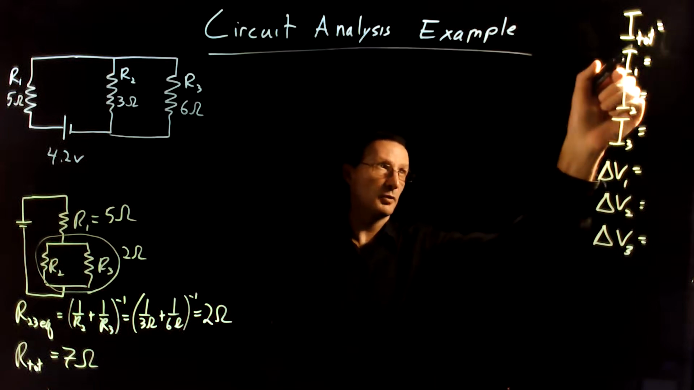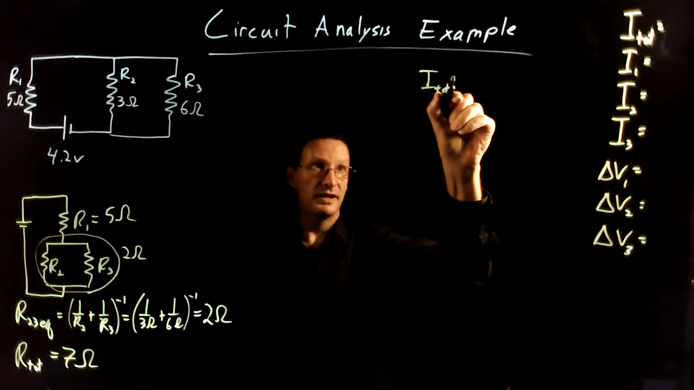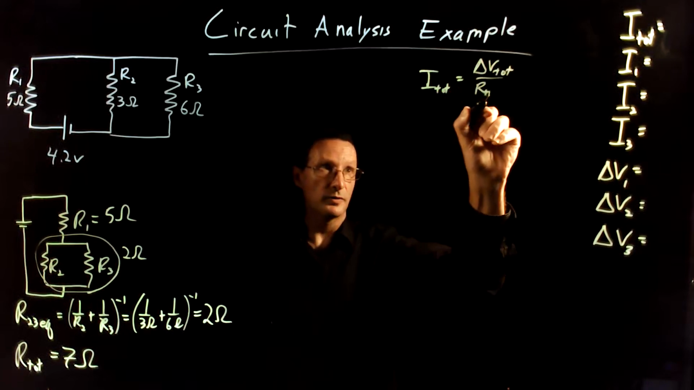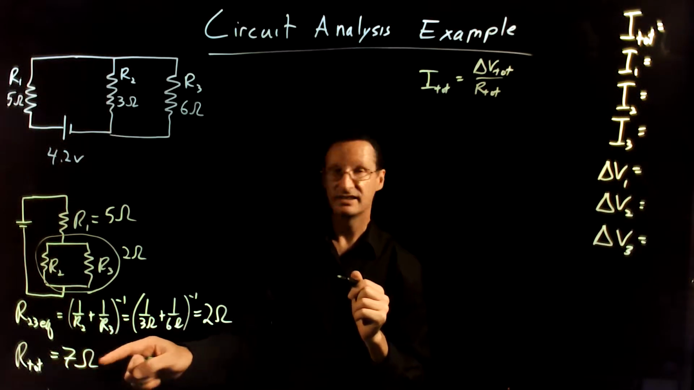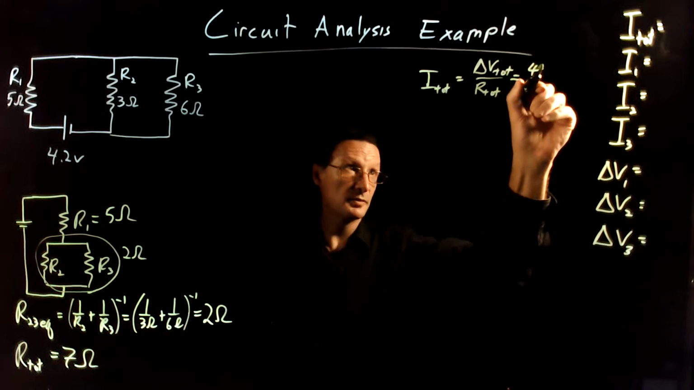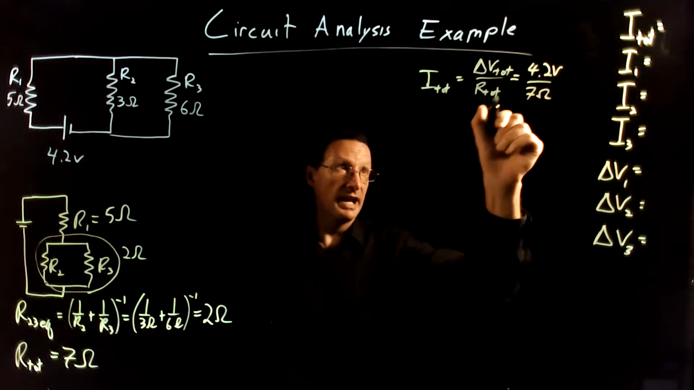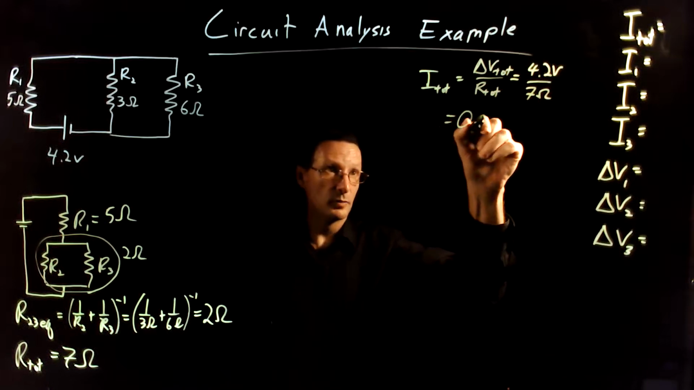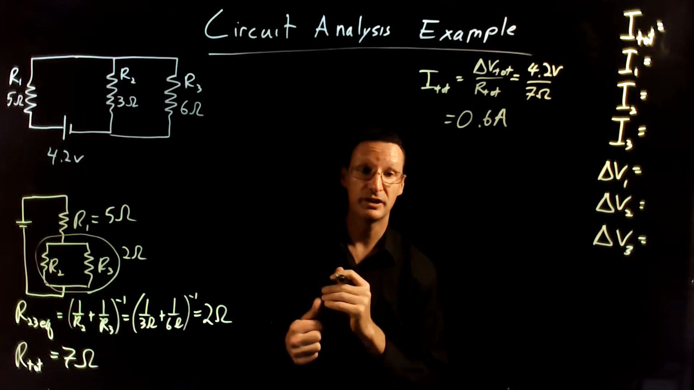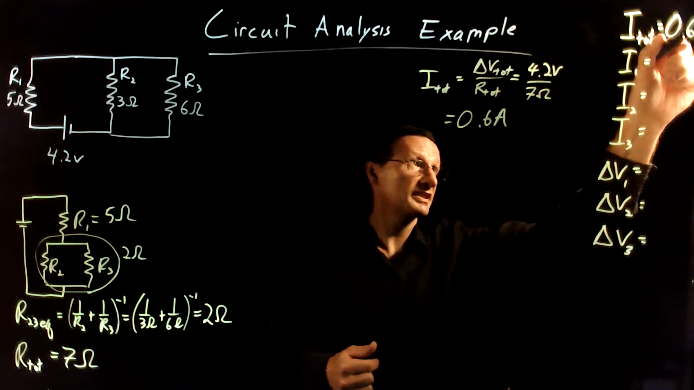Well, now let's go back to this I total. I can get I total by using delta V total over R total. The total resistance is 7. The total voltage from the battery, that's 4.2. That's going to be 4.2 volts over 7 ohms. And so when I divide that, I get 0.6 amps, or 600 milliamps. If you were measuring it on an ammeter, you would see it as 600 milliamps. Okay, so I can go ahead and fill this in. This is 0.6 amps.